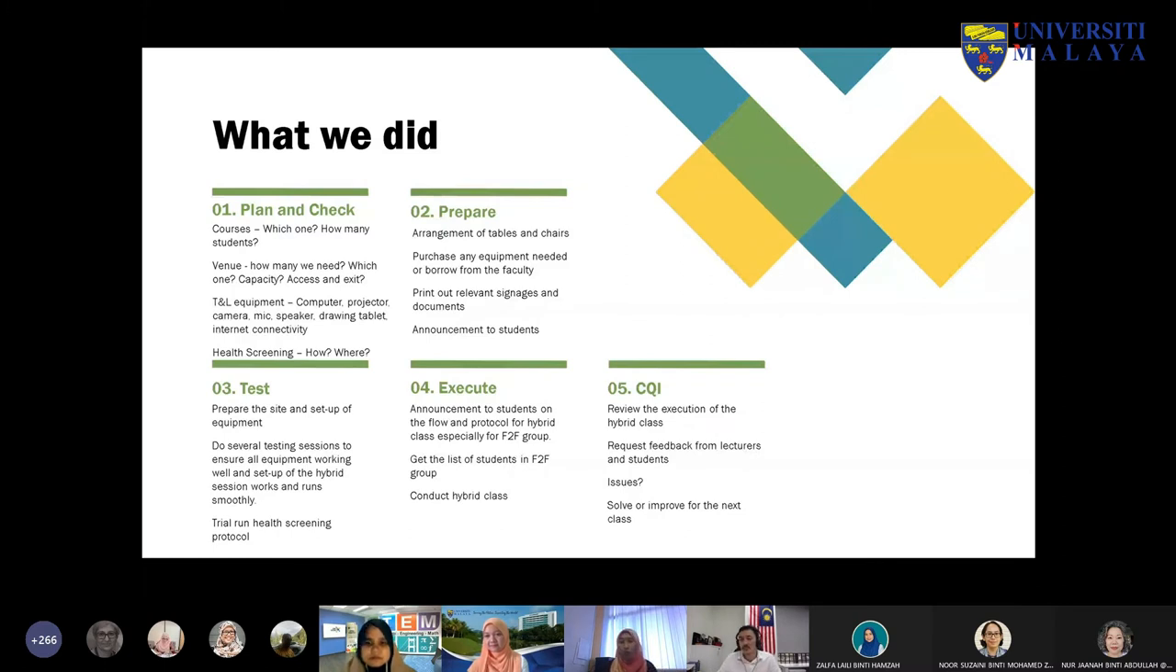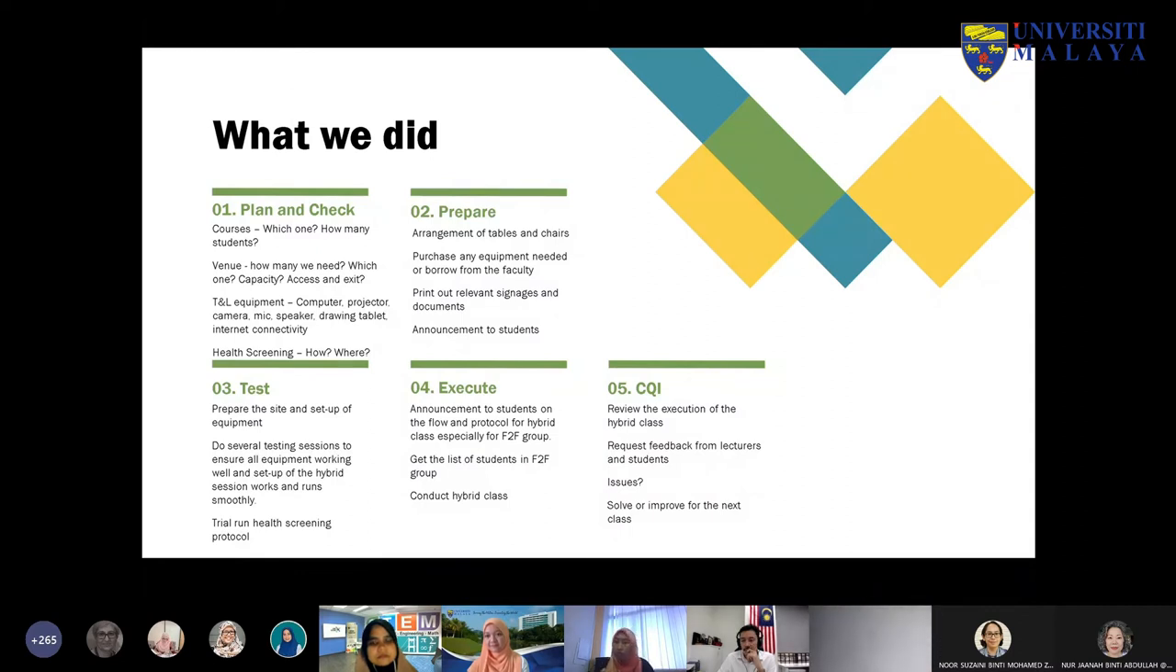Because you are talking about the first year especially, they haven't had the opportunity to come into university at that time. They started their university life at home. So this is their first time in campus and in the faculty of engineering. So it's very important for them to know where all the venues are at that time.